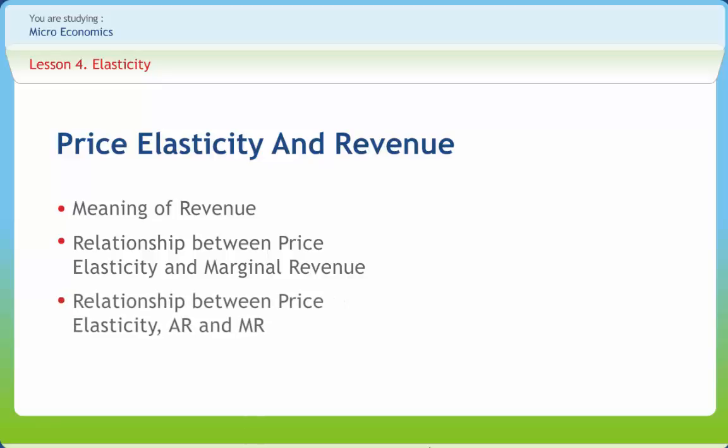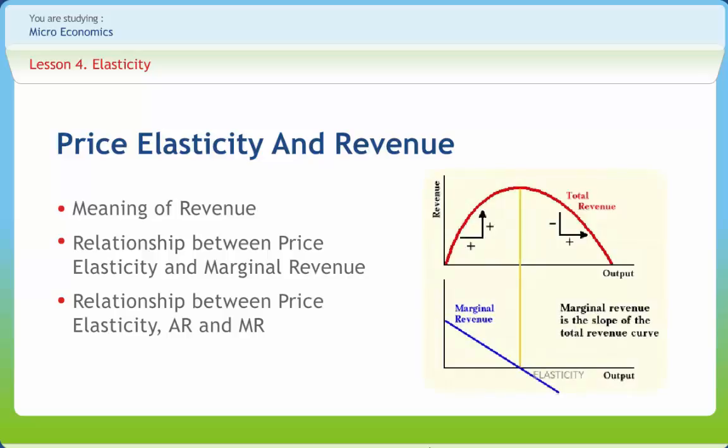Relationship between price elasticity, AR and MR. We know that P equals AR and MR equals AR times 1 minus 1 divided by EP. Thus, elasticity of price equals average revenue divided by marginal revenue minus average revenue.